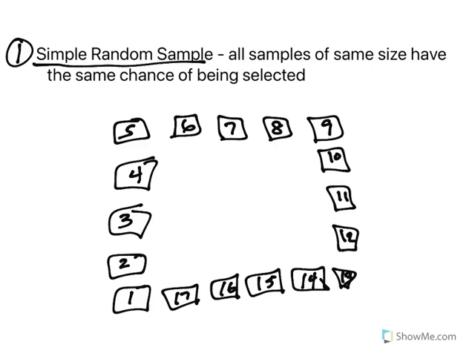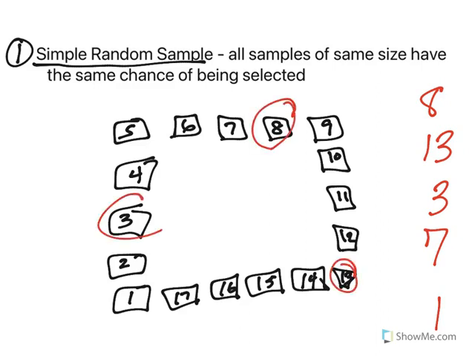A simple random sample means that all samples of the same size have the same chance of being selected. So let's say we have 17 houses shown here in these squares, numbered 1 through 17. So we would just give all of the items in our population a number, and then randomly we would generate, let's say we wanted 5 numbers. So we would randomly generate 5 numbers from a random number generator. And so 8, 13, 3, 7, and 1 would be the houses or people that we would talk to.